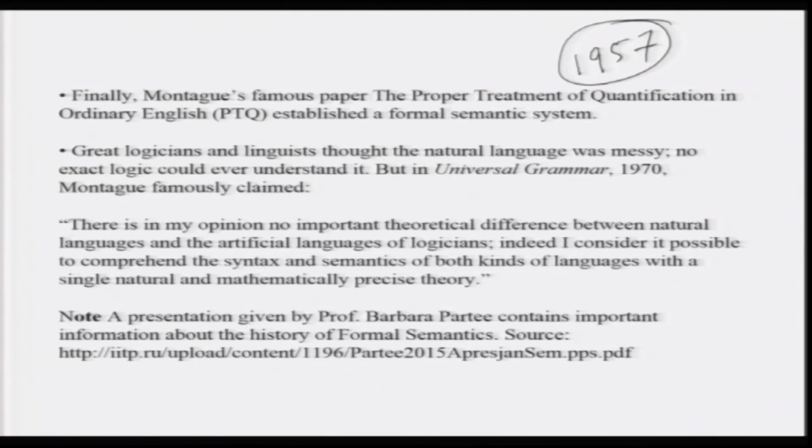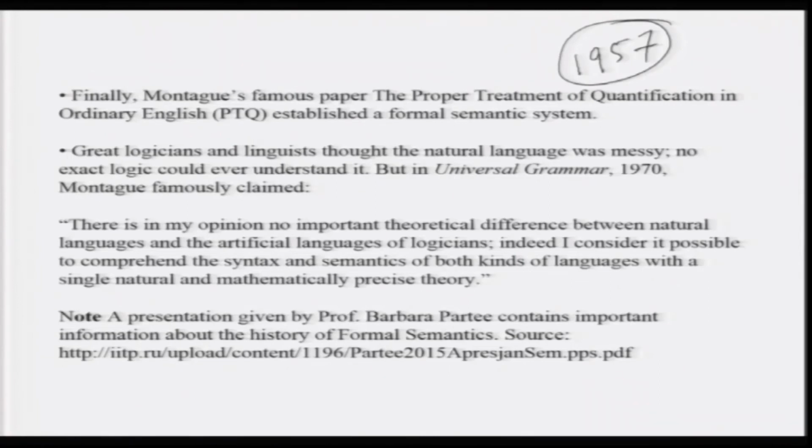So to say, in a sense, the logicians like Russell and Strawson thought that artificial languages have a structure, but no such structure could be imposed on natural languages. They are different. They don't have any specific structure. So they thought that natural languages were messy. No exact logic could ever understand it.